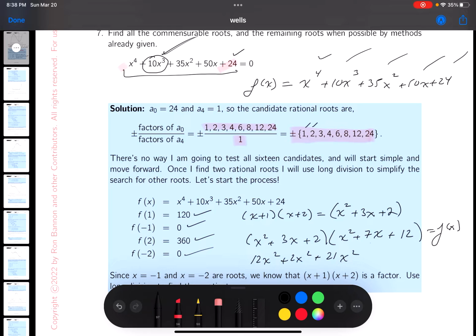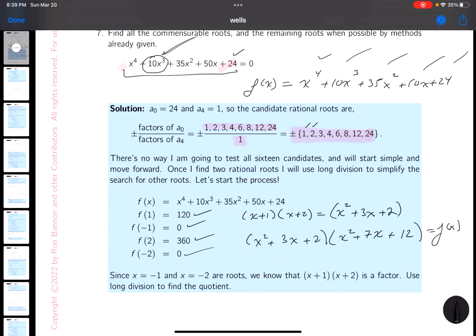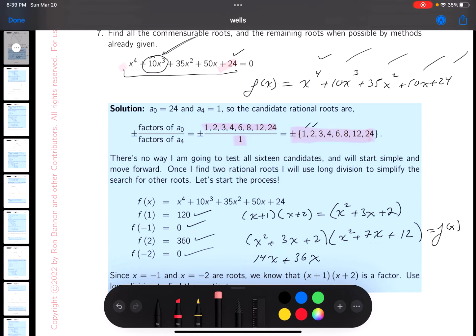Get my eraser out. And let's just make doubly sure I get that 50x in the end. And I'll do that by multiplying it out. And 50x, what would you get there? Let's see, 14x, that's 2 times 7x, and 3x times 12 is 36x. Yeah, lo and behold, we get 50. So everything's working out as advertised.